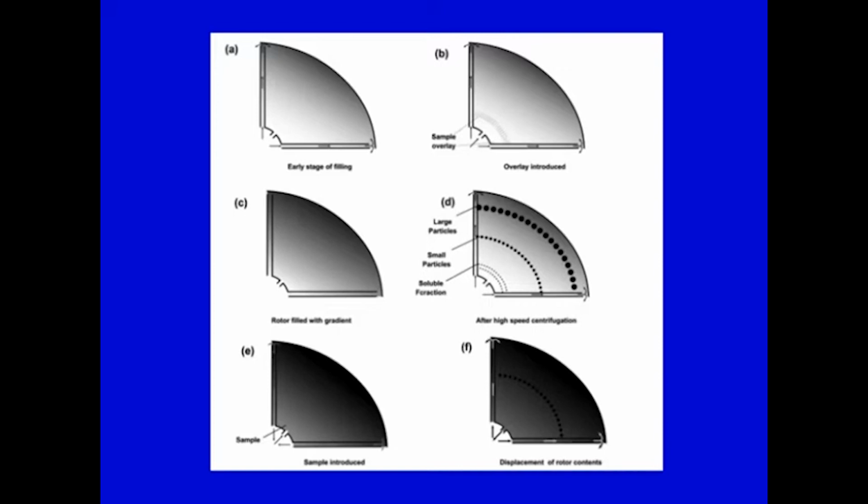Now, once they are separated, then what is done? The contents have to be removed. So, again, you can push another liquid, and then things could be coming out of this central core here, and finally displacement of rotor contents can be achieved in here by displacing it.